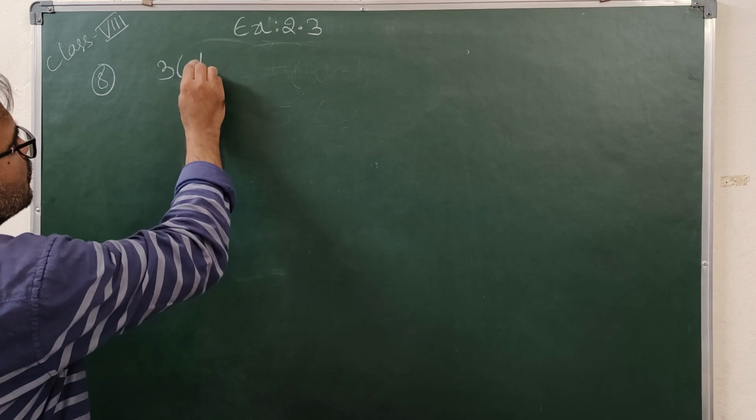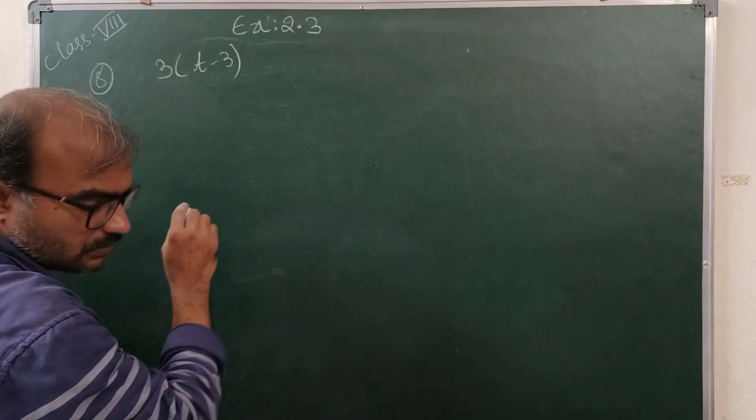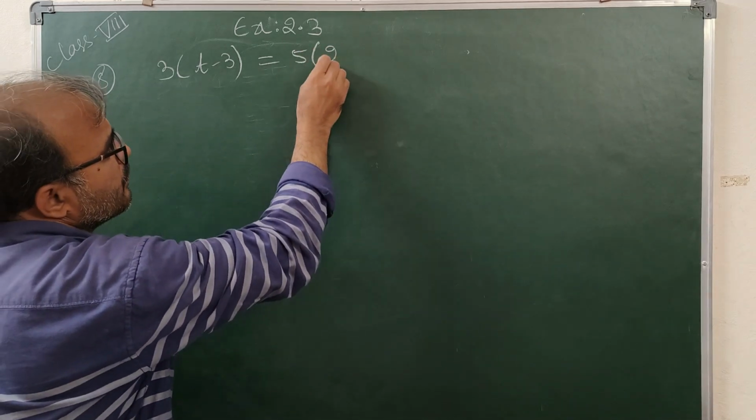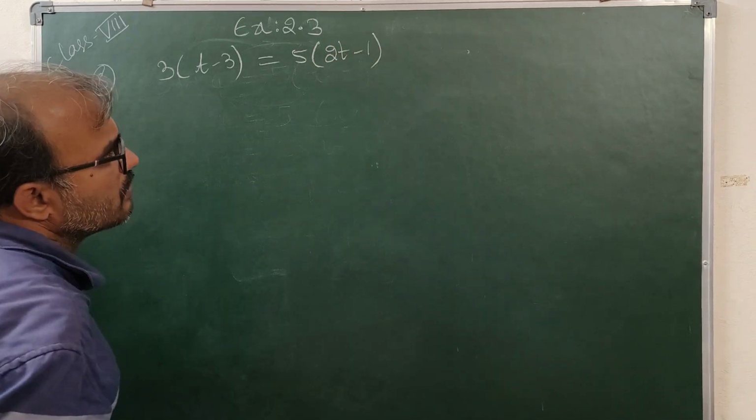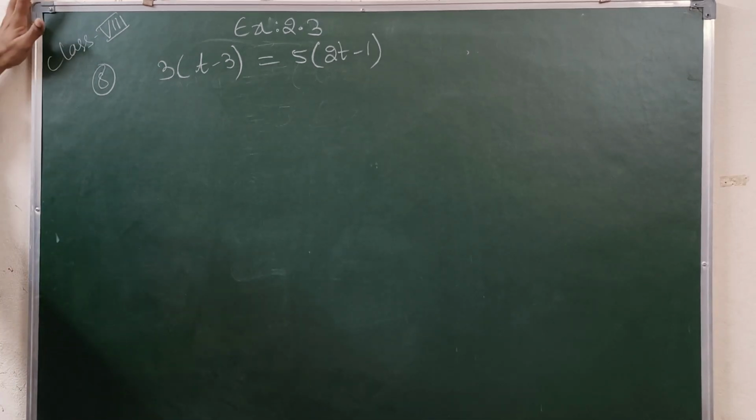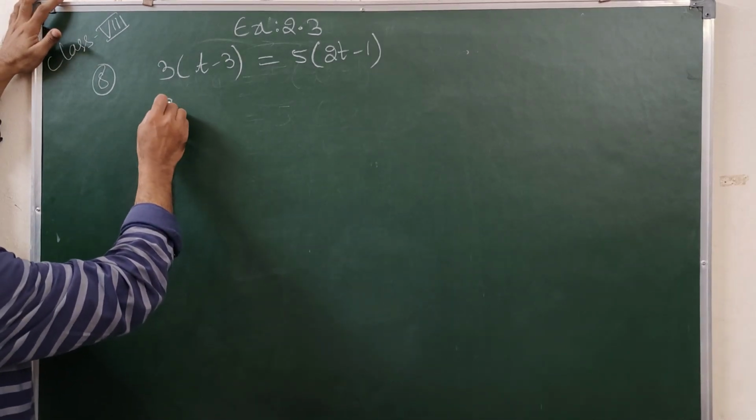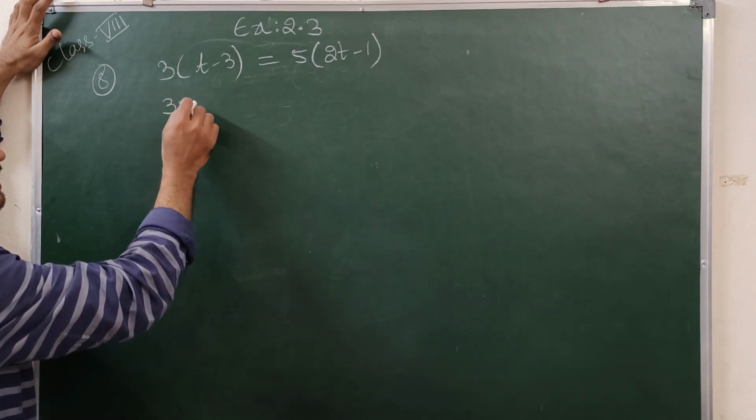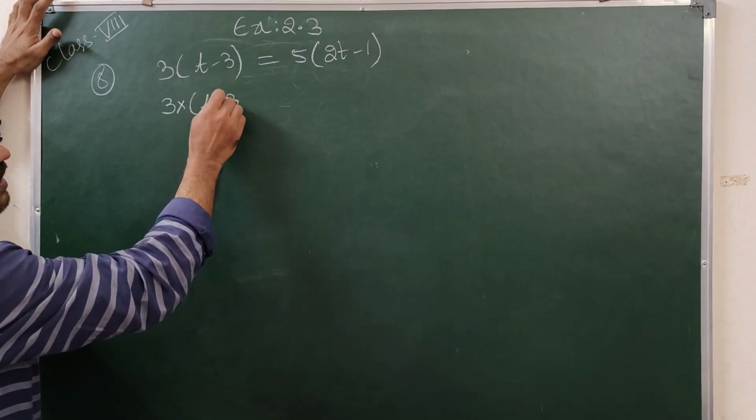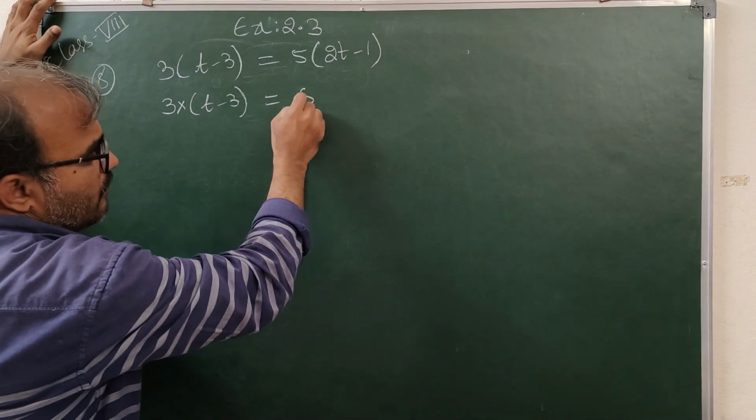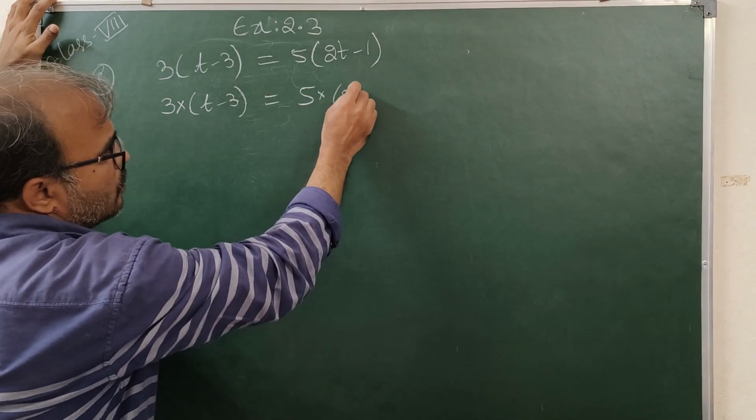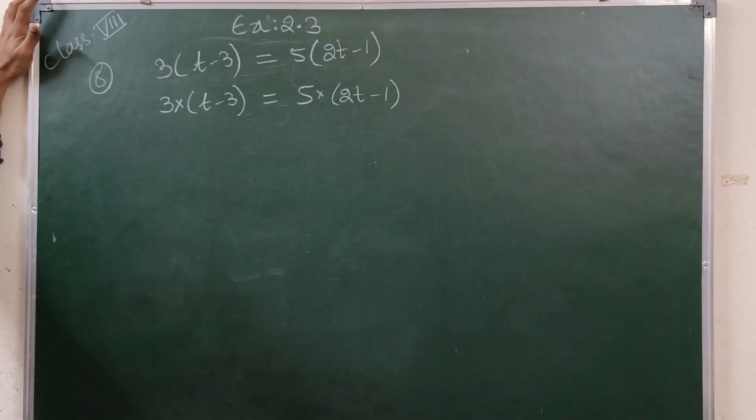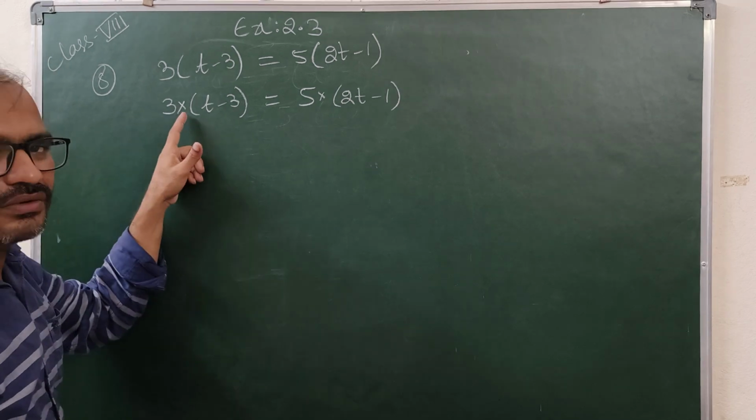3 into t minus 3 is equal to 5 into 2t minus 1. Right? So same again. Here 3, it means that there is no symbol here. If there is no symbol, you have to consider it as into. 3 into t minus 3 equals 5 into 2t minus 1. Right?